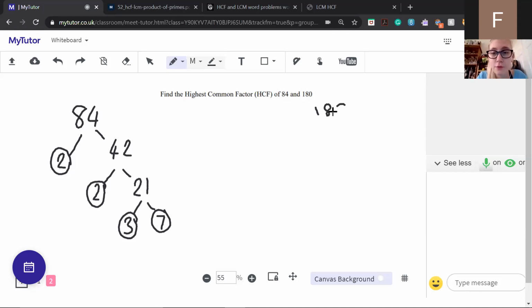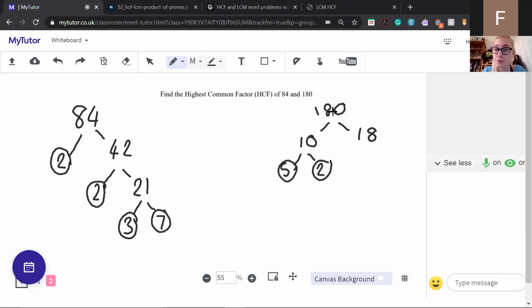Then we're going to do the same thing for 180. So I can see that this is 10 and 18. 10 is always a nice one to spot. Neither of those are primes, so we're going to expand both of these branches. So 10 gives us 5 and 2. Those are both primes. Fab. 18 is 2 and 9. Or we could have done 6 and 3. Doesn't matter at all. It will give us the same thing. And 9 is 3 times 3. So we've broken down 180 to its smallest parts as well.